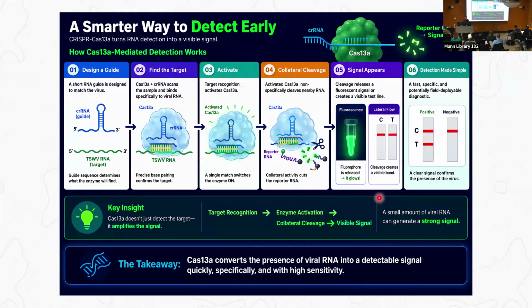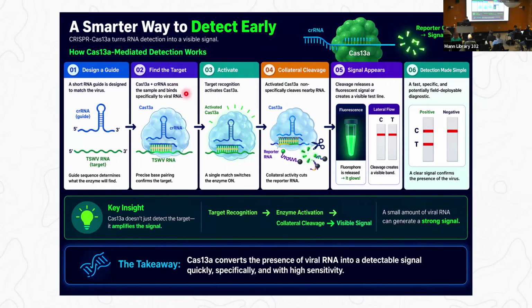Now, here's a potential solution in the form of Cas13a enzyme, which we use for detection of tomato spotted wilt virus, which is an RNA virus. And this is basically the guiding principle. We start with designing a guide RNA. In this case, it's going to be tomato spotted wilt virus target.